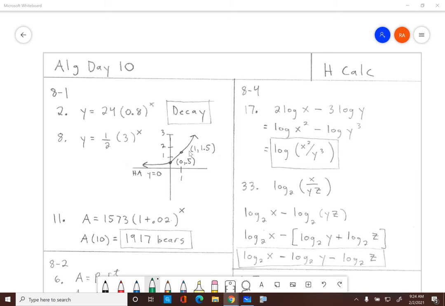It's going to snuggle up. So it's going to keep going up, right and up. It's going to look like the 3 to the x function, only all of those values are going to be half of what it is. So instead of going through 1, 3, 9, it's going to go through 0.5, 1.5, 4.5, things like that.